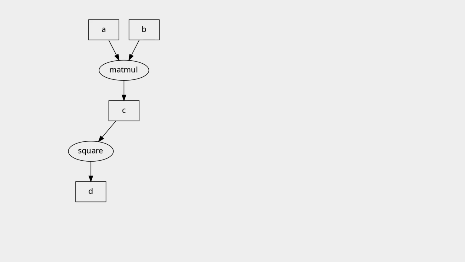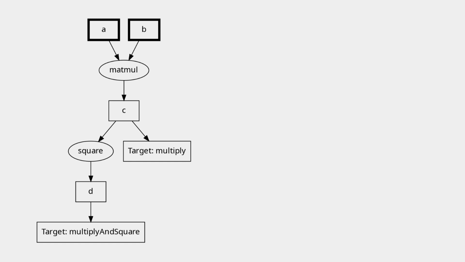In this graph, we can mark certain tensors as input tensors. In this case, A and B are the input tensors. Tensors can also be marked as targets. By marking a tensor as a target, we can refer to it later and compute its value for a given input. Actually implementing this in code looks like this.